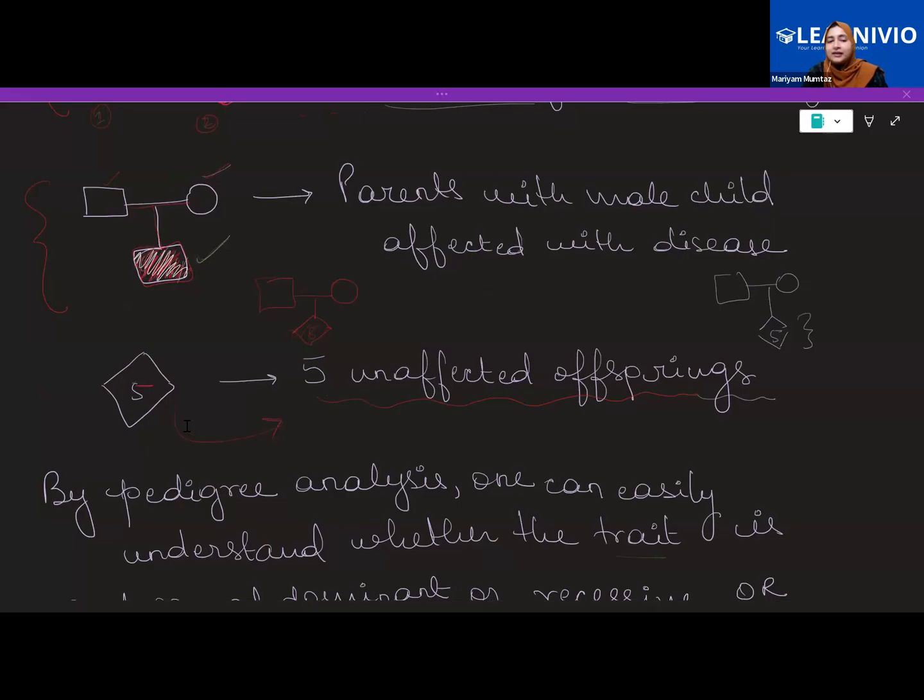And the last one, if the diamond shape has 5 written in the middle, that shows 5 unaffected offsprings. Meaning 5 offsprings are there, and you don't know whether they are male or female, and they are unaffected. With the help of pedigree analysis, you can study how the traits are being inherited.